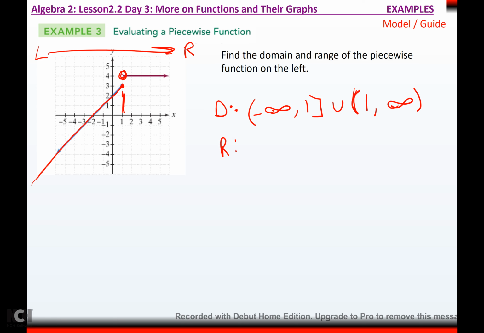Your range goes from, this would be negative infinity, but it stops right here at 3. So it goes from negative infinity to 3, and it includes the 3 because that's filled in. Then we jump up to 4, and I don't know how to write that. I think you just write it like that. Union 4, because it won't go any higher than 4 forever and ever. I think that's how you write it. I'm not really sure. All right.